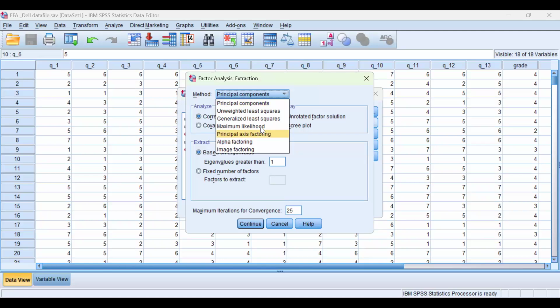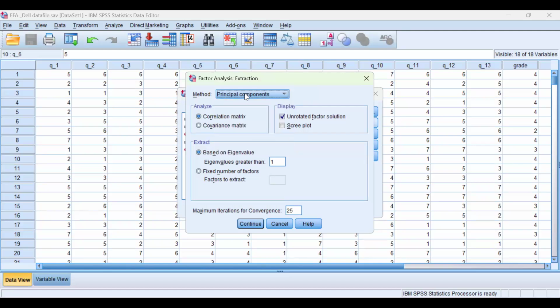Suppose you're from a social science discipline, and we assume that attitude leads to behavior. We know that attitude and behavior are highly correlated. So in that case, principal axis factoring will be used. But when we know that product quality leads to satisfaction and they are not correlated at all, in the sense that product quality is absolutely different from satisfaction, what will we use? We will use principal component analysis.